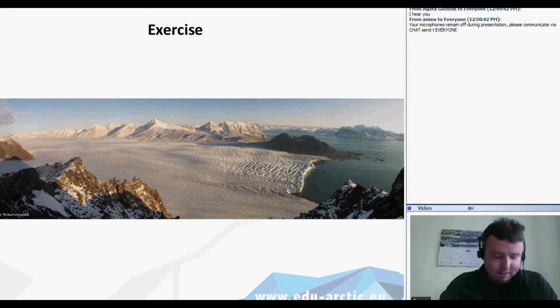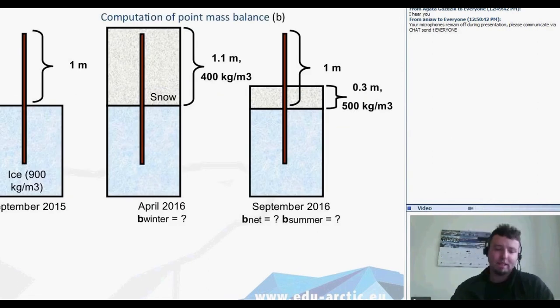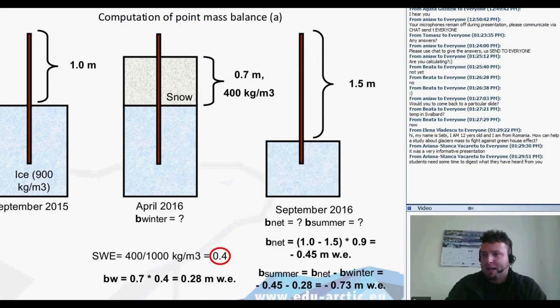Now I prepared some exercise for you, so hope you have pens and piece of paper. That's something that was sent to you also in email. So here we have exercise. You have to calculate the winter balance, net balance, and summer balance, having this data. So here we have first answer from Liliana and her school, I guess. Winter mass balance is 0.44 meter of water equivalent, and that's the correct answer. Bravo.